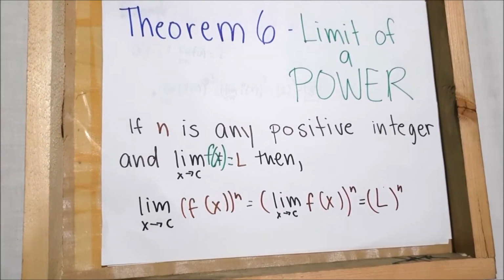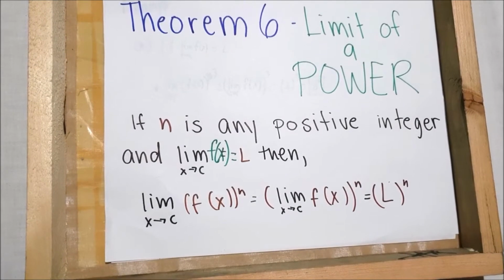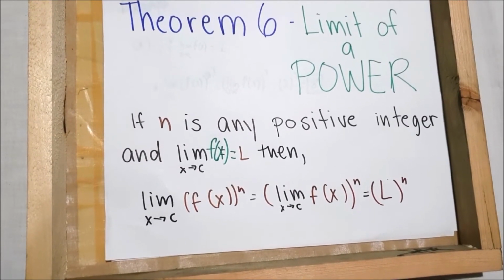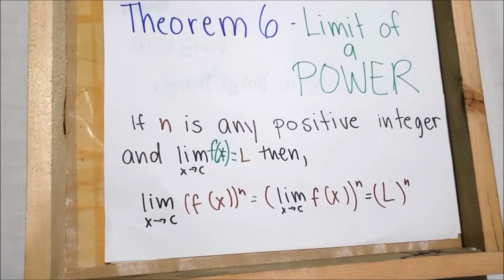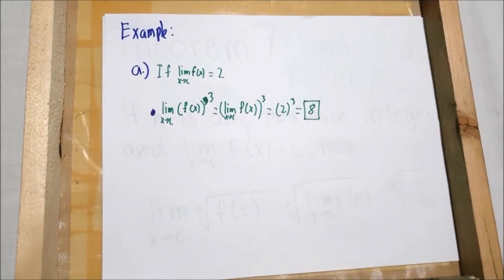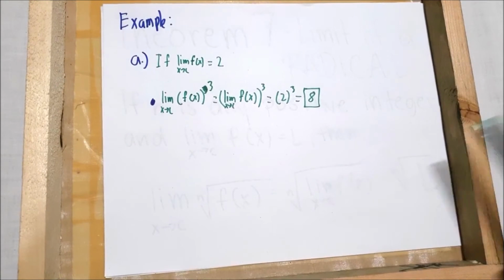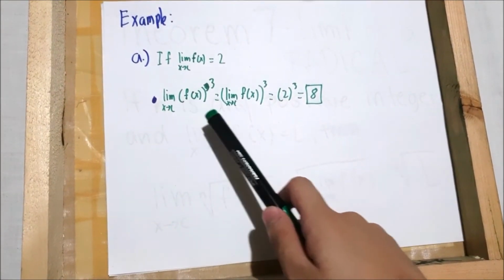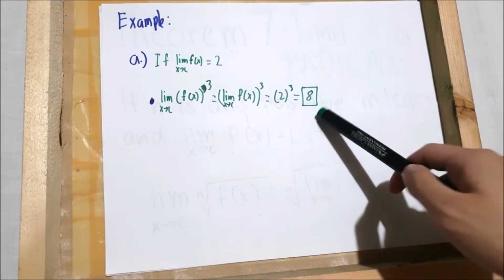Theorem 6. Limit of a power. If n is any positive integer and the limit of f of x equals L, then the limit of f of x raised to n is equal to L raised to n. Example. The limit of f of x equals 2. The limit of f of x raised to 3 is equal to 2 raised to 3, which is equal to 8.